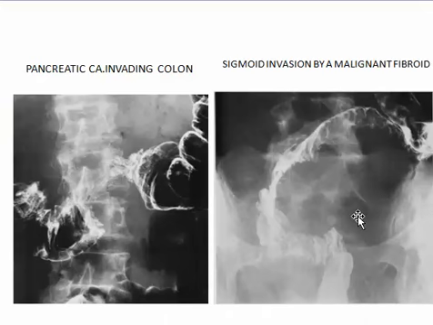Here we have pancreatic carcinoma invading the colon. There is a definite mass, there is definite narrowing, irregularity of this segment. Here there is stretching and elevation of the sigmoid colon with irregular outline and definite attenuation of its lumen, denoting a large pelvic mass. It is a malignant fibroid.